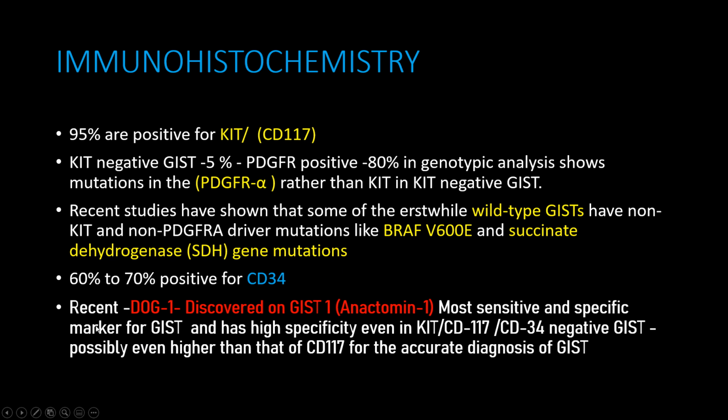And the recent marker is DOG1, that is discovered on GIST1. This is anoctamin. This is the most sensitive and specific marker for GIST and has high specificity even in KIT CD117 and CD34 negative cases of GIST, and possibly even higher than that of CD117 for the accurate diagnosis of GIST.